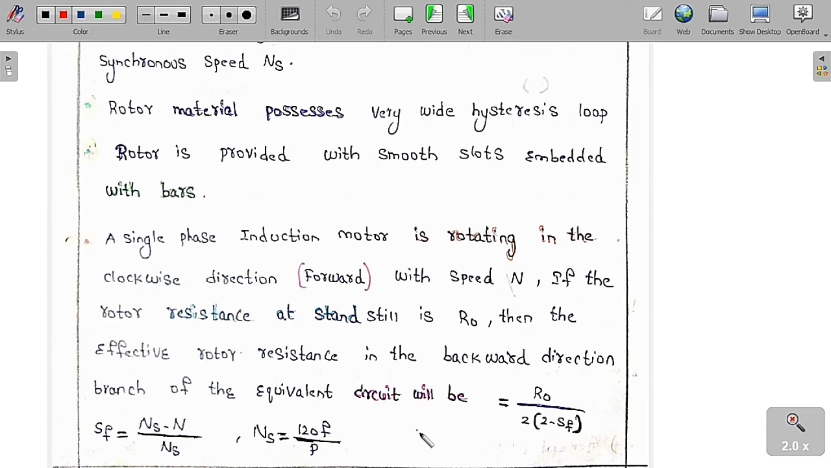Here in this question they are asking about the backward slip. So R0 by 2 into backward slip, where backward slip is equal to 2 minus forward slip. Therefore the forward slip Sf is equal to (Ns minus Nr) by Ns, and Ns is equal to 120 f by P.